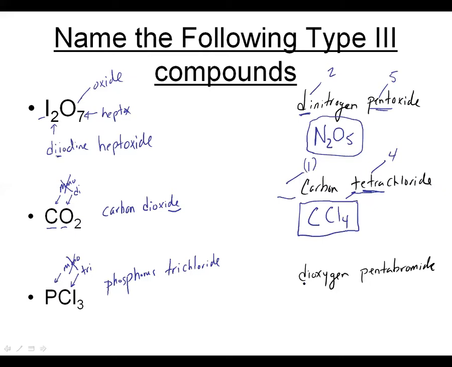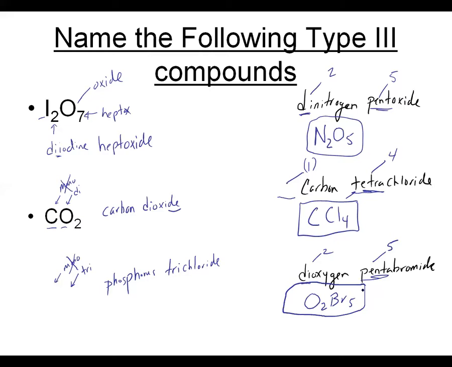Same thing down here. We're going to see the prefixes. So we're good in that case. So oxygen is O, di is 2, penta is 5, and bromide would be Br5 in my made up thing here, O2Br5. Any questions on how to name type 3 compounds, either write the formula, or give the name for it? Any questions on any of that?